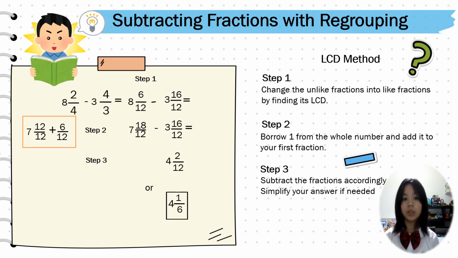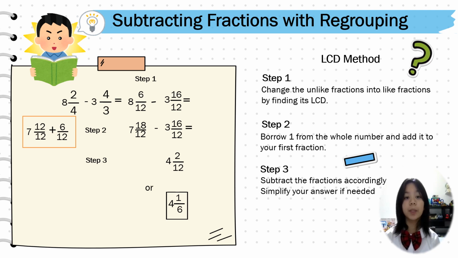Then we copy the whole number. We will have 8 and 6/12. Then 12 divided by 3 is 4. Then times 4 is 16. We again copy the whole number, so we will have 3 and 16/12. 6 minus 16 cannot be done.